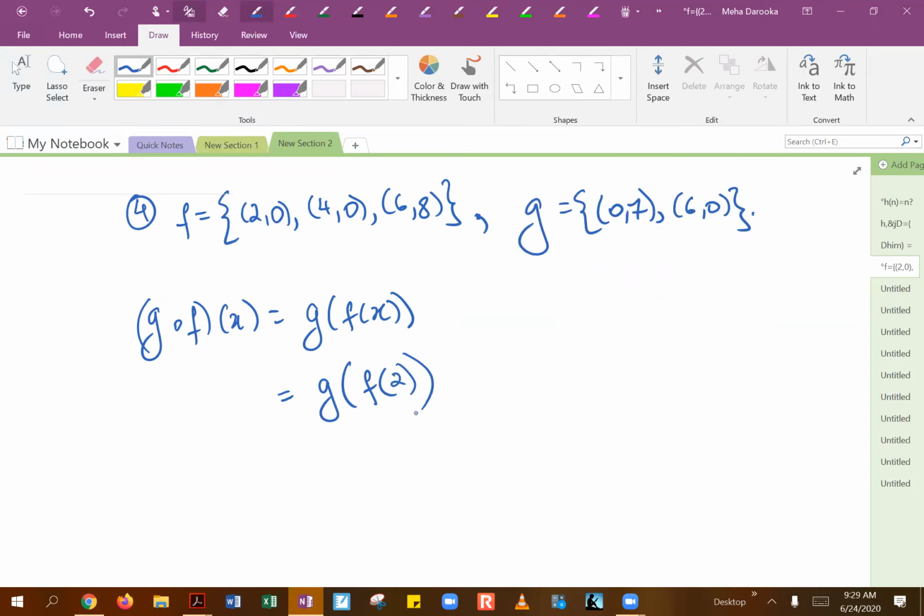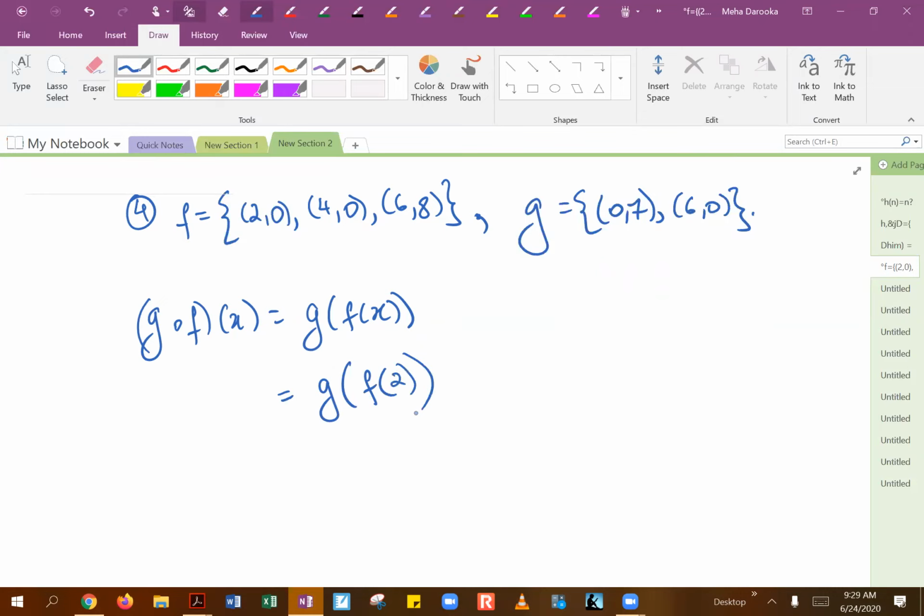This is the result we get from solving the inside function, and now this answer becomes the input for our outside function. Once you get down to g of 0, you move on to the g function and find the ordered pair where your x value is 0, which is this first ordered pair. Looking at its y coordinate, you have the answer 7. So g of 0 gives you the answer 7.